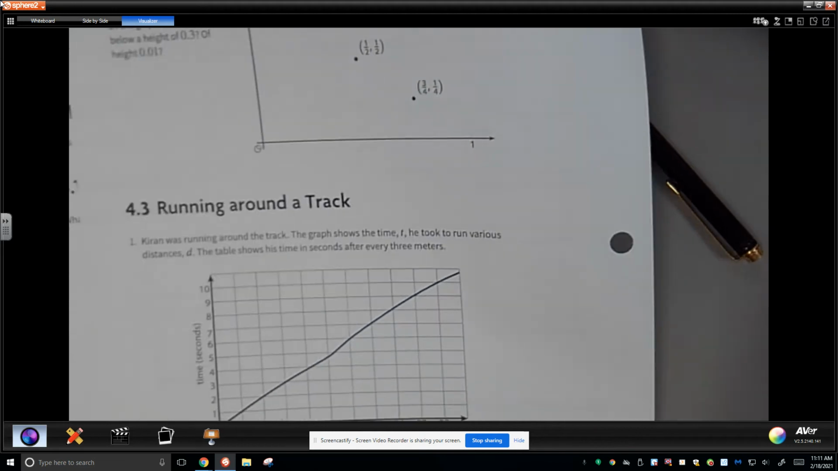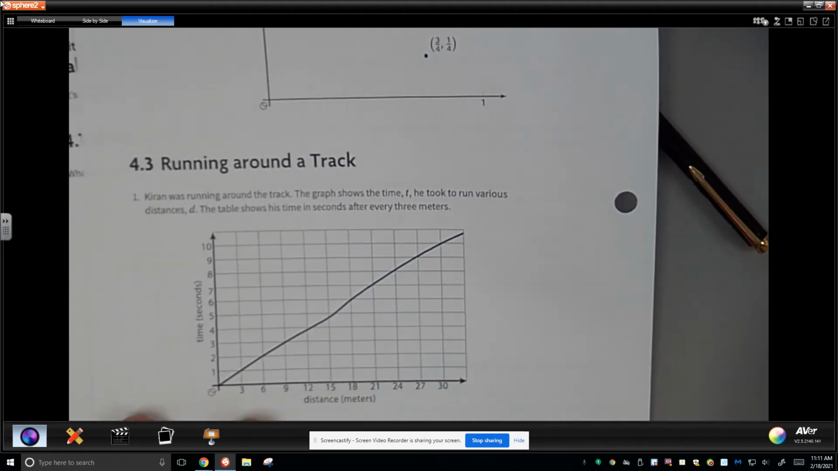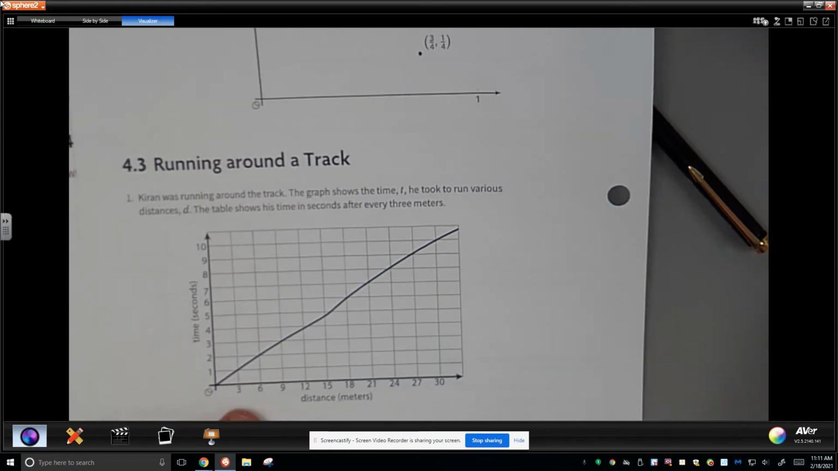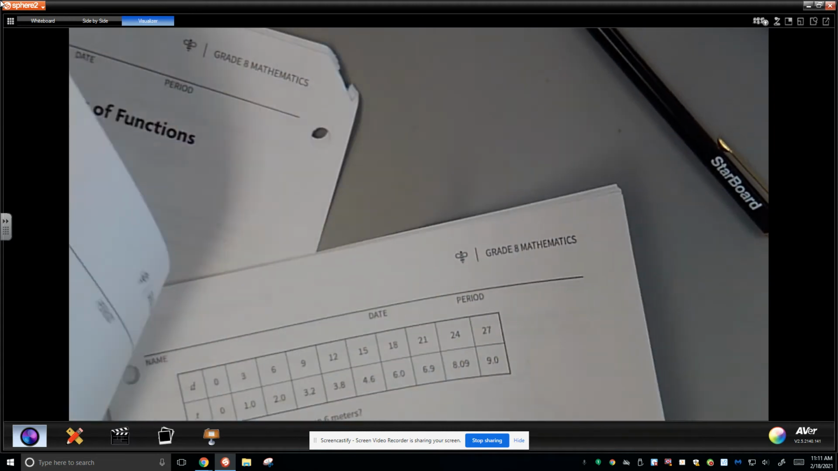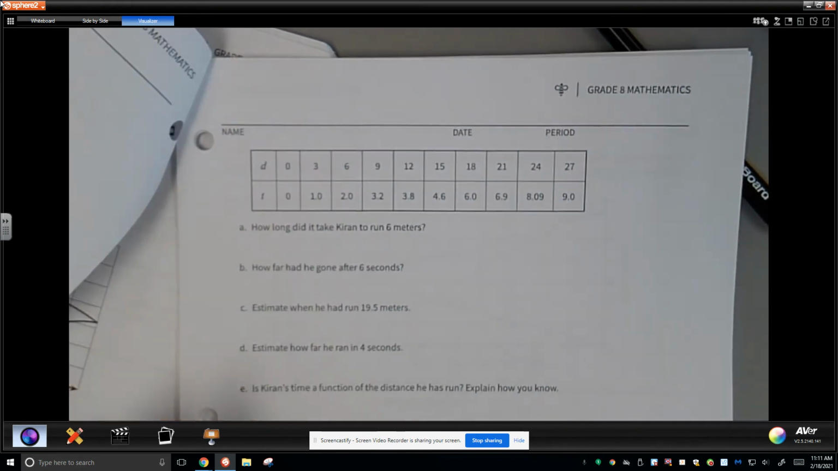This is talking about Kieran running around a track. The graph is shown with the time T he took to run various distances. And we can see that over an amount of time, there's a lot of information we can look at. That same information is going to be over here on this table, and we can get that information from here.